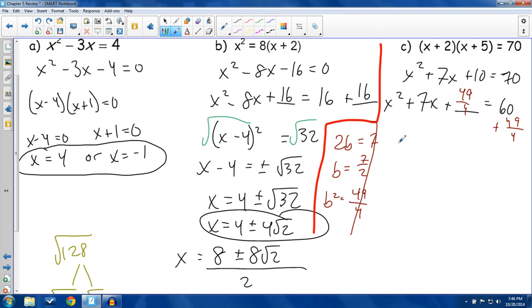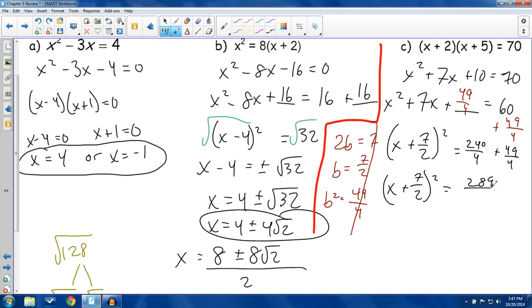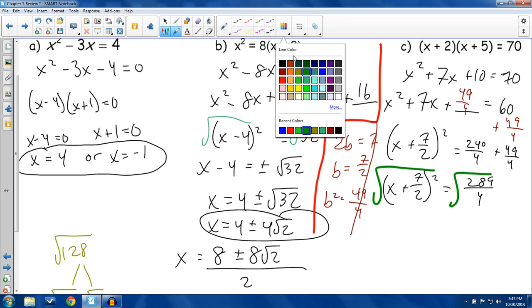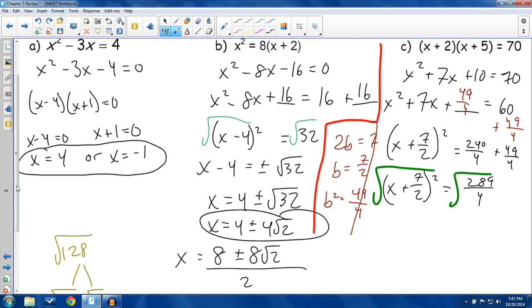Okay, so this breaks down to (x plus 7 over 2) quantity squared. That equals 60, which is 240 over 4. So this is 240 over 4 plus 49 over 4, which is 289 over 4. So x plus 7 over 2 squared equals 289 over 4. Take the square root of both sides. You'd think that this comes out strangely. It actually comes out great, because the square root of 289 is 17.